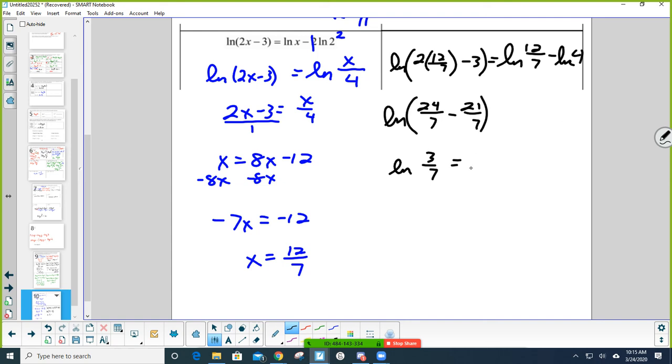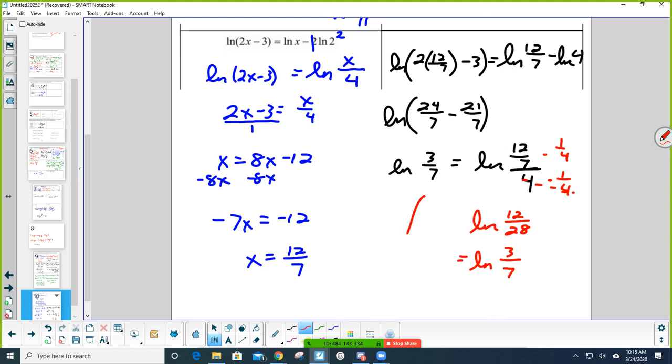I'm going to do the same thing on this side. I'm going to have the ln of 12 over 7 divided by 4. Now, nobody likes how that looks. I know I sure don't. So I'm going to multiply the top and the bottom by 1/4. That's going to make that go away, and that's going to turn this into the ln of 12 over 28. And that will reduce down. 4 goes into 12 3 times. 4 goes into 28 7 times. And they match.